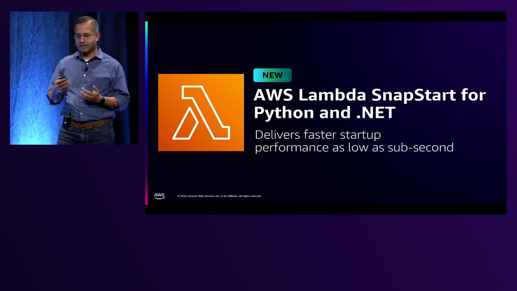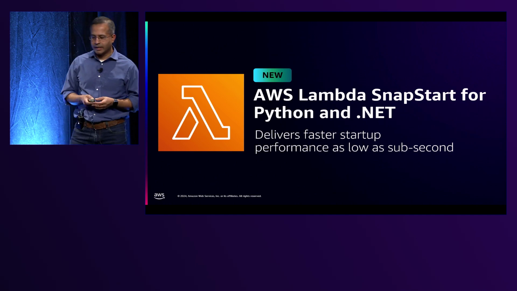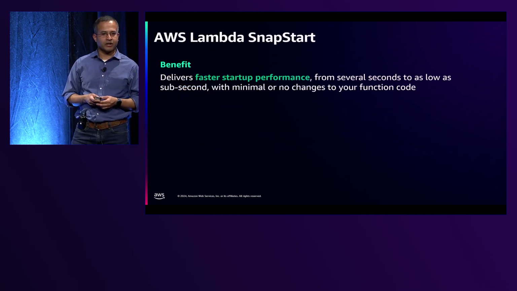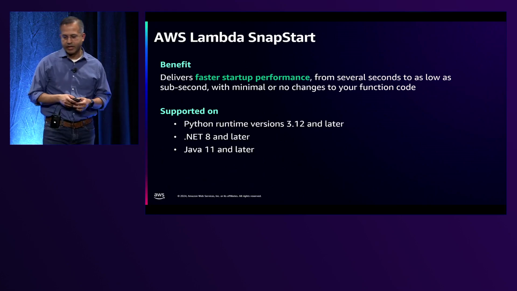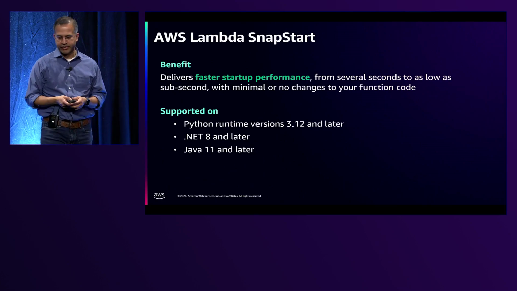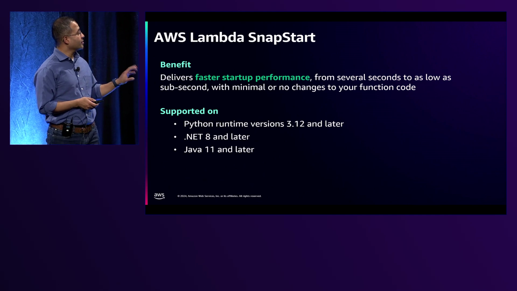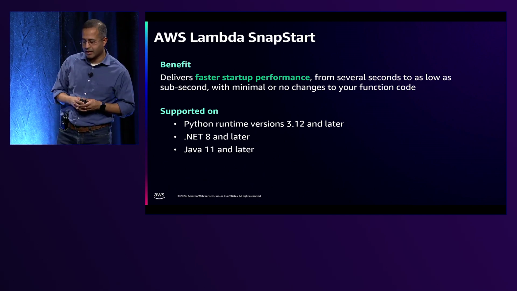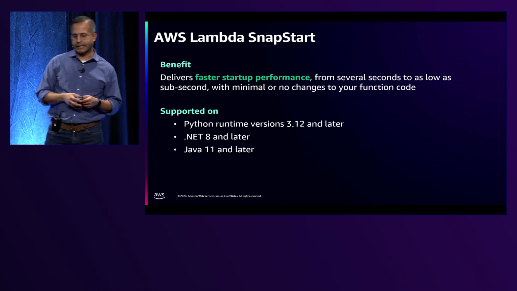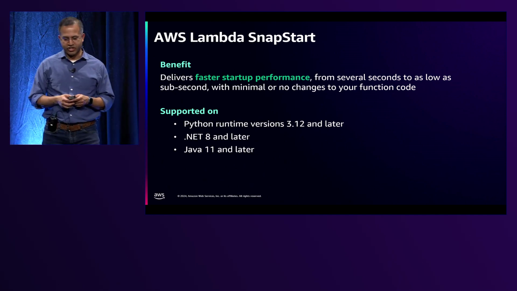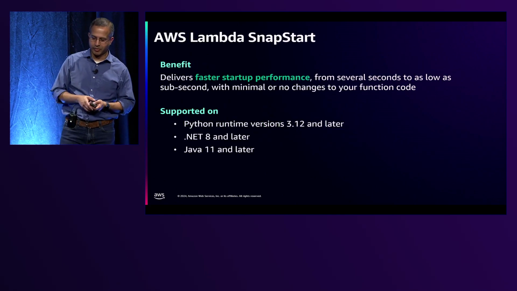How does SnapStart work? We'll look into that, and then we'll also go into the benefits of SnapStart. So let's start with the benefits itself. In terms of where SnapStart is supported, SnapStart is available with Python 3.12, 3.13, .NET version 8, and Java 11, 17, and 21, and later versions are going to be available.